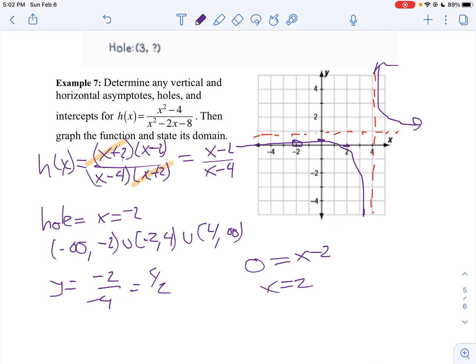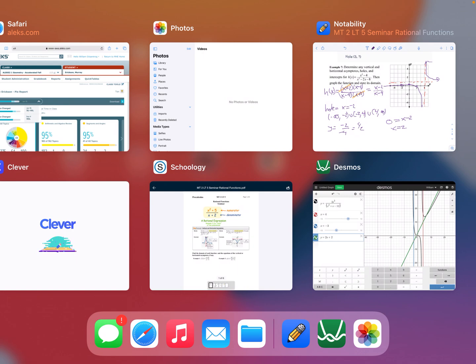Now, when you do this on Desmos, the hole is there, but it doesn't show it unless you know it. So for example, let's type in our equation so you can see that.